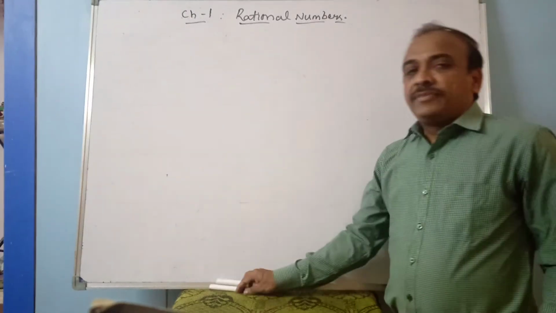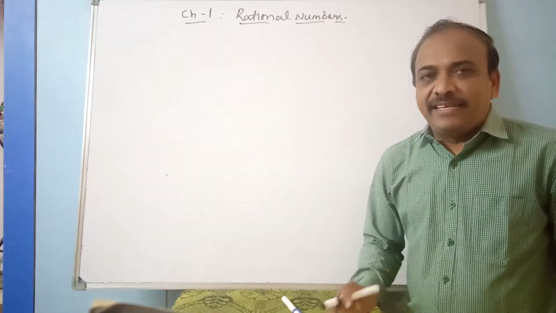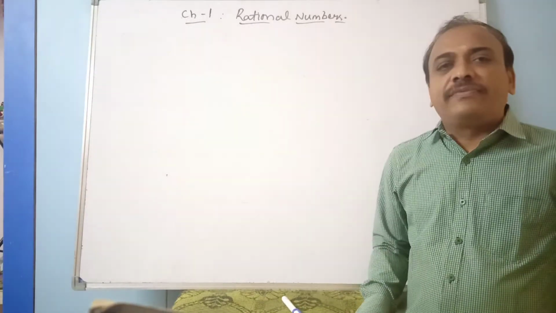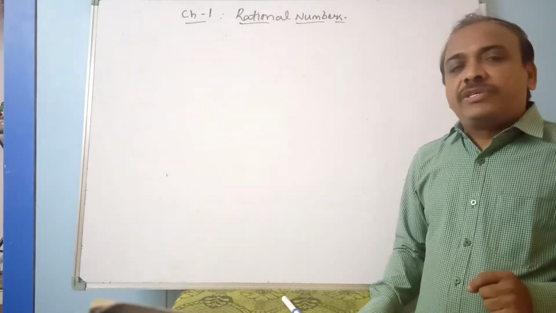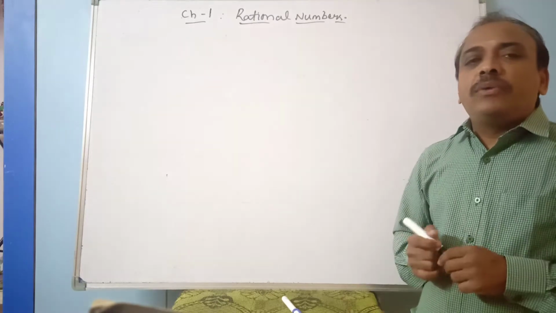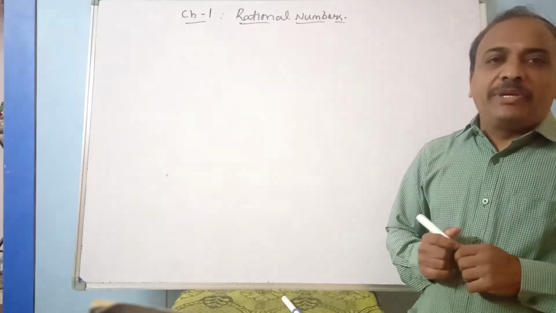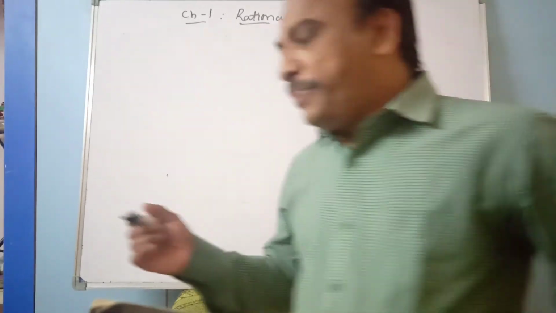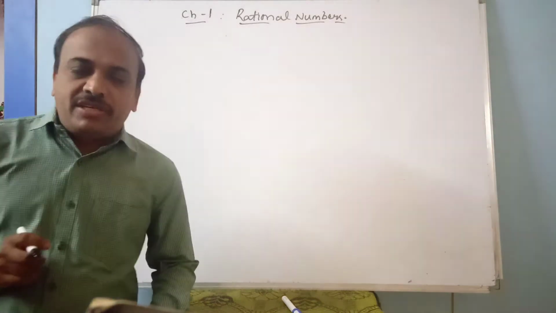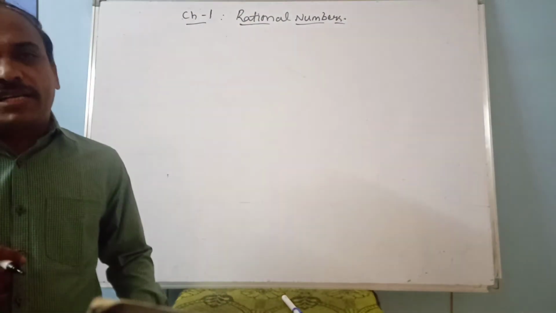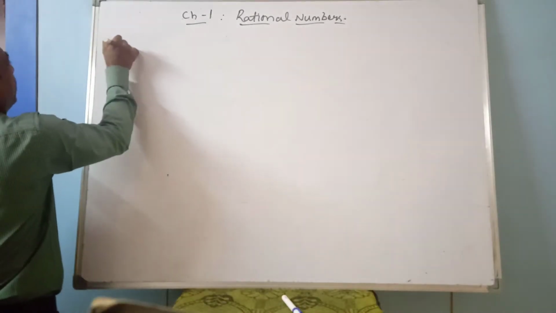So, hi students, I hope you understood what we have discussed in the previous class about the properties of rational numbers: closure property, commutative property, associative property. Now we see the distributive property. Distributive property is under multiplication over addition of rational numbers, and under multiplication over subtraction of rational numbers.